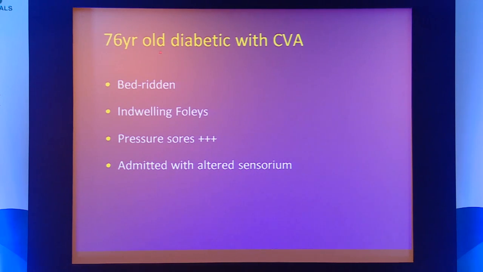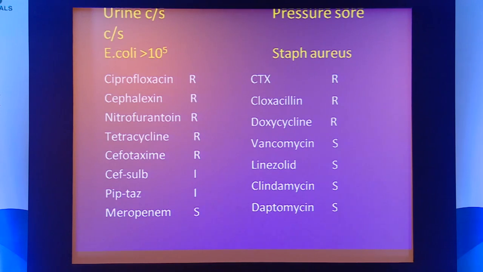The last case, a 76-year-old diabetic with a CVA, who's bedridden, with indwelling Foleys and pressure sores, admitted with altered sensorium. Now this is his culture report. You have a urine culture which shows E. coli, and a pressure sore which grows Staphylococcus aureus. This Staph aureus is resistant to cloxacillin, so I would presume this is an MRSA. It is susceptible to clinda, but this doesn't give erythromycin. And E. coli, which is resistant to cefotaxime, so I would place it as an ESBL. It is intermediate to cefoperazone-sulbactam, so this may not work.